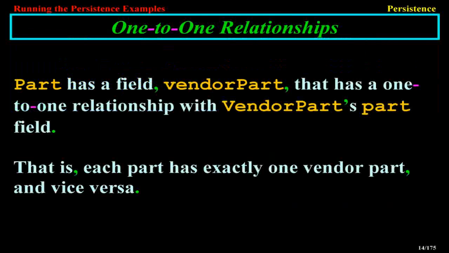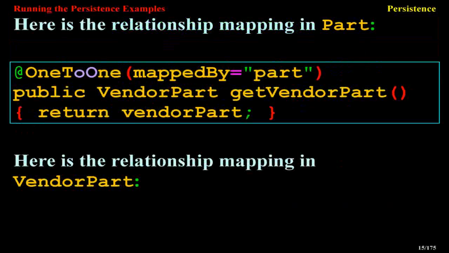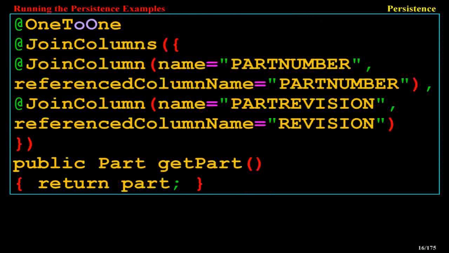One-to-one relationships. Part has a field, vendor part, that has a one-to-one relationship with vendor part's part field. That is, each part has exactly one vendor part, and vice versa. Here is the relationship mapping in Part. One-to-one, mapped by equal part. Public vendor part getVendorPart return vendor part. Here is the relationship mapping in vendor part. One-to-one. Join columns. Join column name equal part number, reference column name equal part number. Join column name equal part revision, reference column name equal revision. Public part getPart return part.